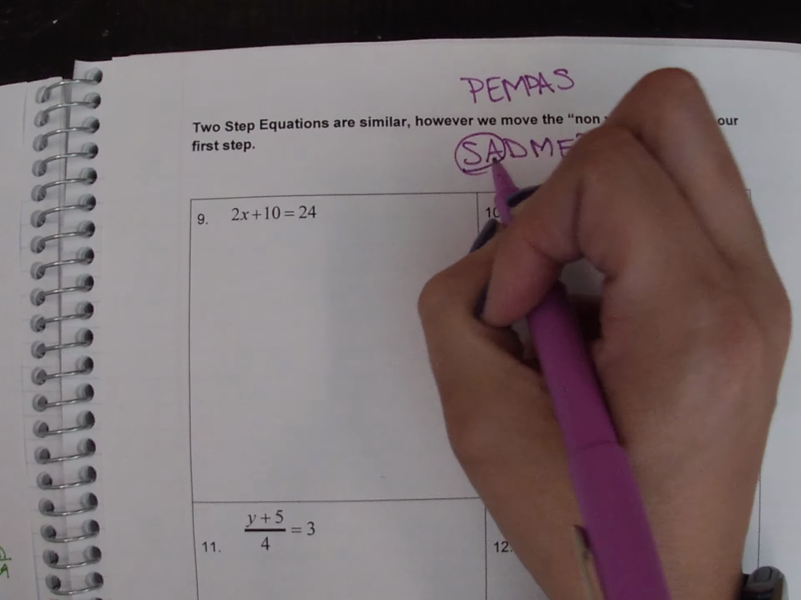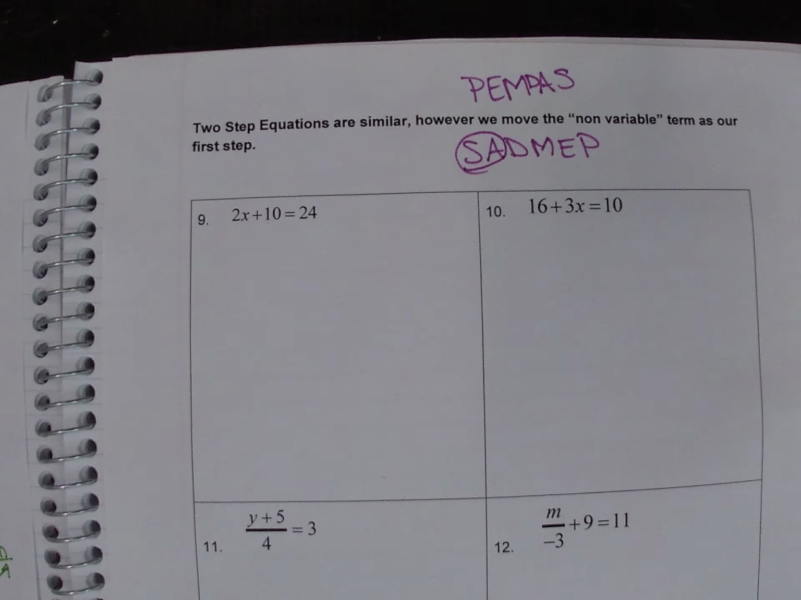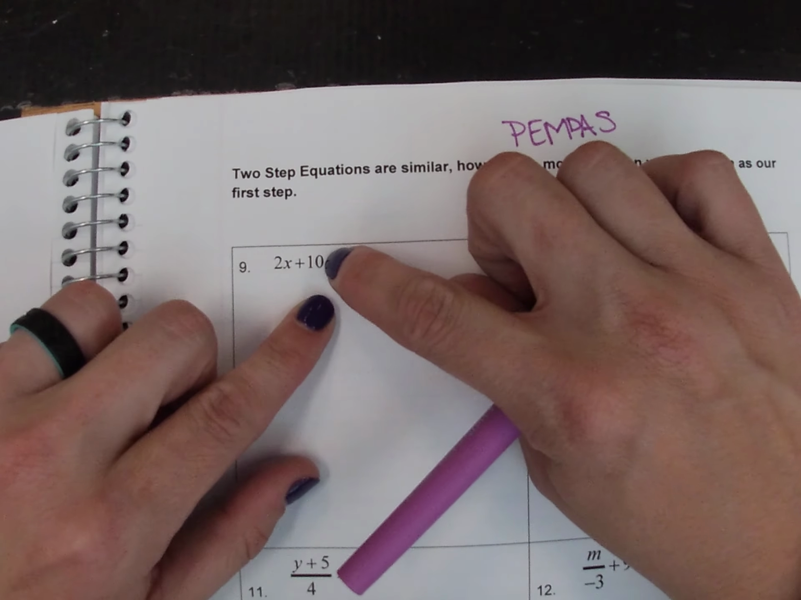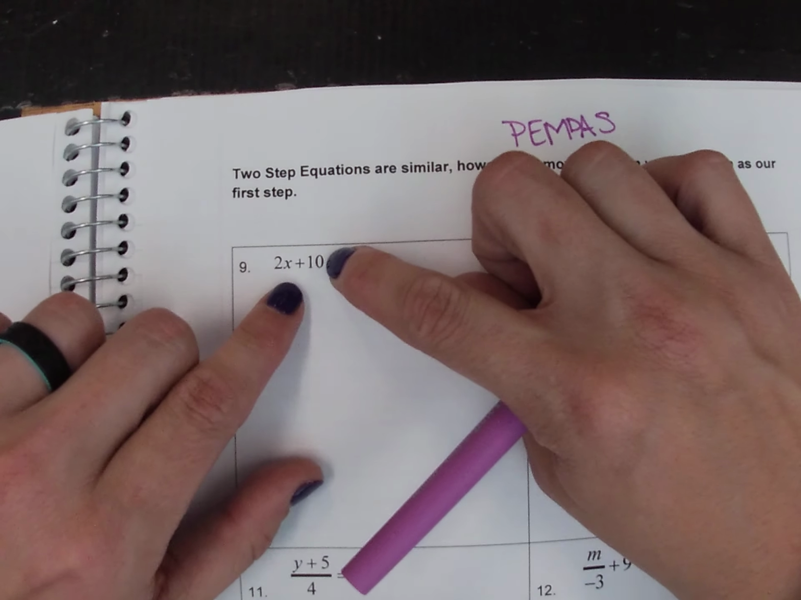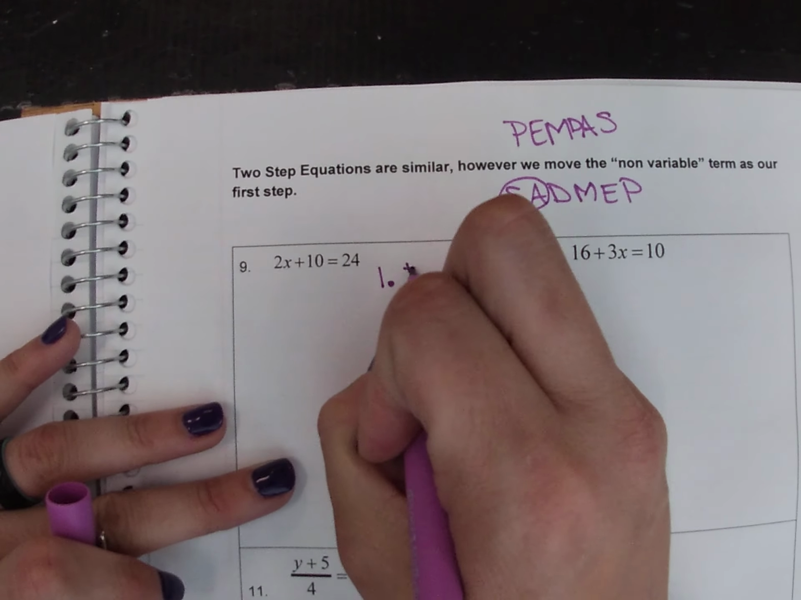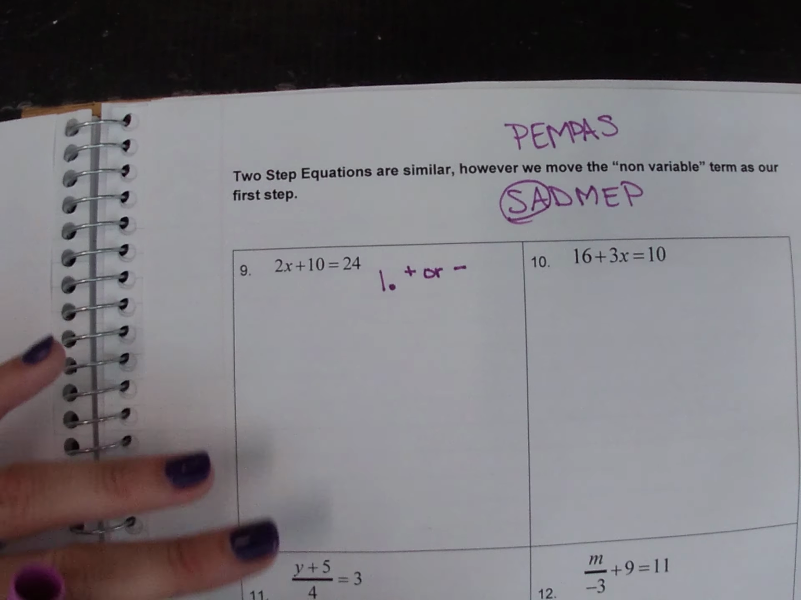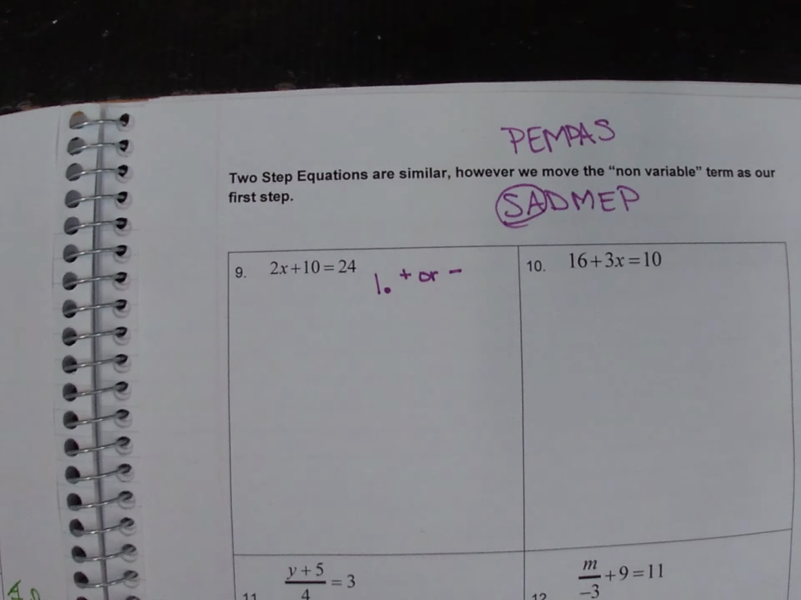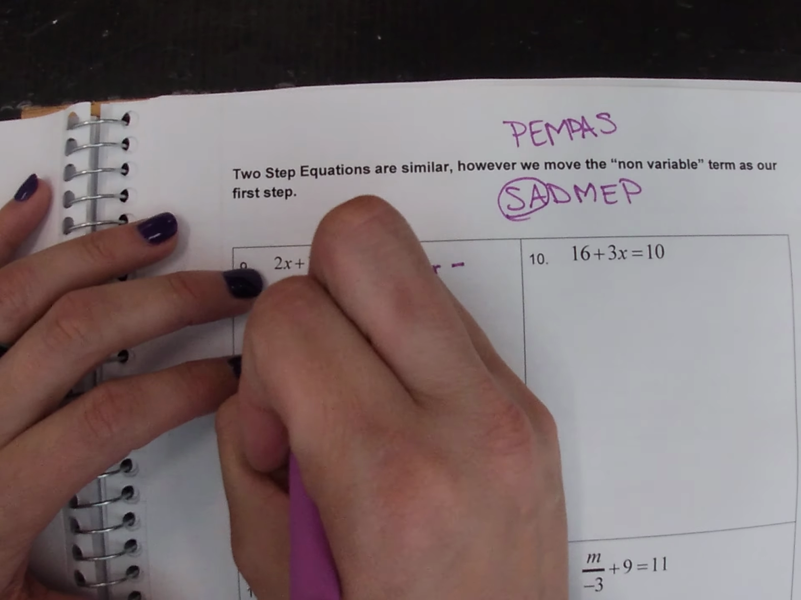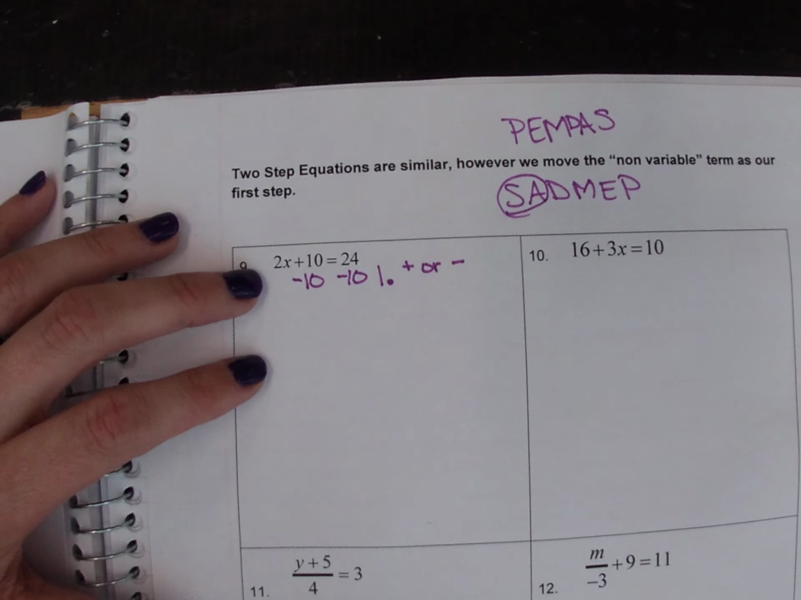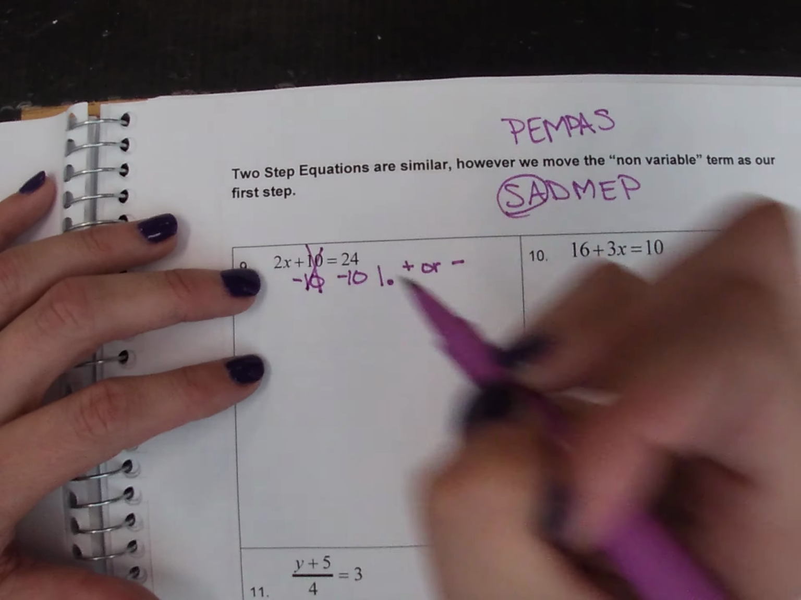Which means we're going to undo any addition and subtraction first. So if we look at number 9, we're looking at the side that the variable's on. The first thing that we want to do is see if there's any addition or subtraction, and we're going to undo that first. So over here, I'm adding 10, so I'm going to undo my 10. We said we would undo addition with subtraction. And whatever I do on one side, I also have to do on the other. So I know my 10s will cancel.